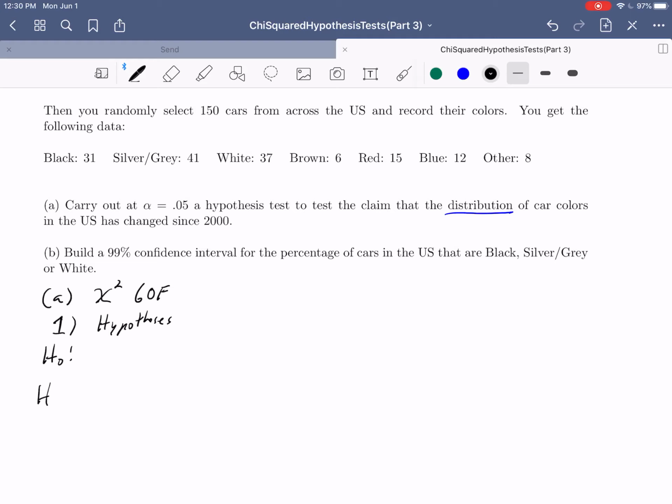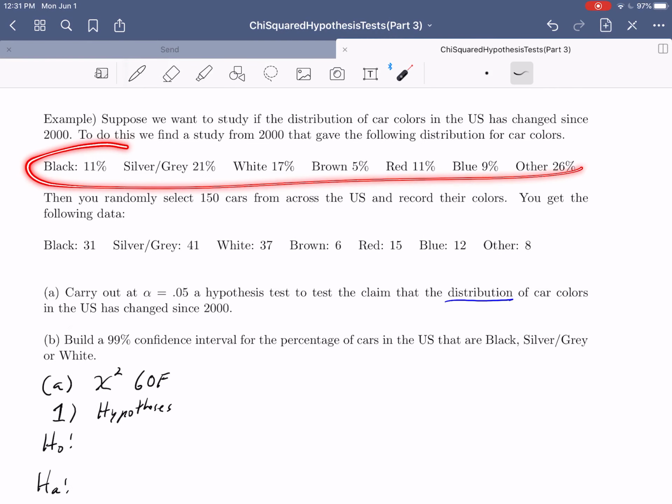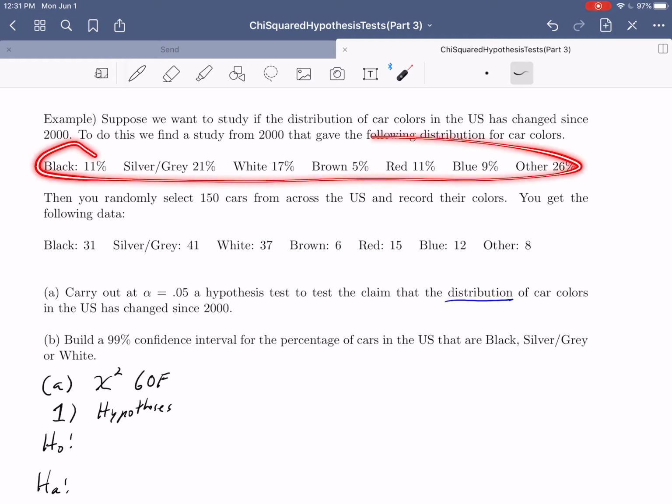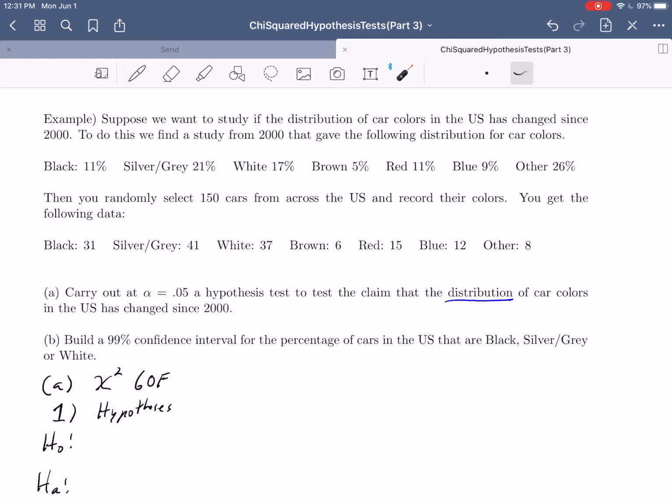Now we know that our null in this case is going to be whatever the percentages or proportions we originally assumed. So if we look back, we have this study from 2000, which is what we're sort of working off of. If that's what's true in 2000, we're going to work from the assumption that that's maybe still true. And then of course our claim against that, our alternate, is that it has changed. So we will be using this as our null hypothesis. And notice that makes sense because it's a list of percentages. So we can just make a little note here. This is going to be our null hypothesis.